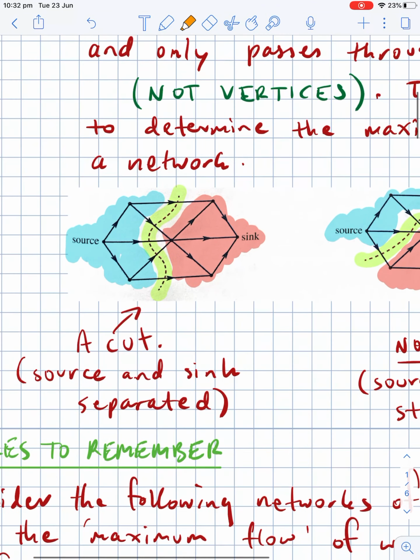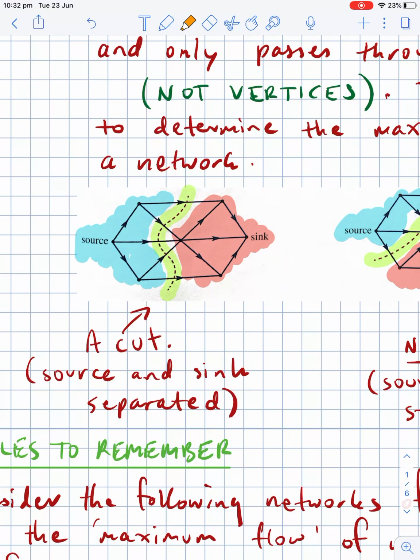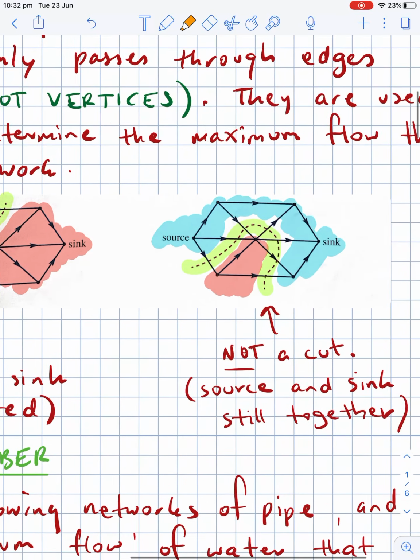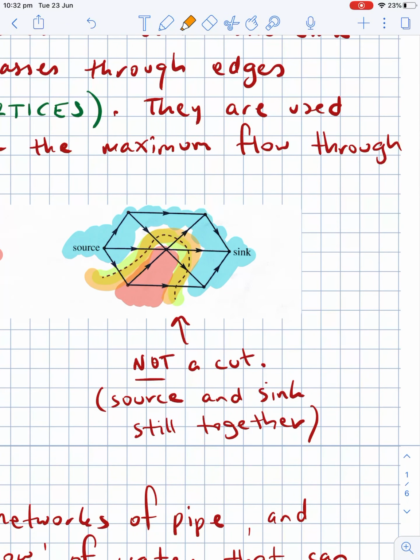This is an example of a cut right here. We can see this dotted line that cuts up our network. It cuts it kind of in half, if that makes sense, into two parts. And it's super important that your cut is separating the source and the sink, the start and the finish. So that is definitely an example of a cut. This one over here is definitely cutting up our network, but it's not separating the source and sink. So we consider that to not be a cut.